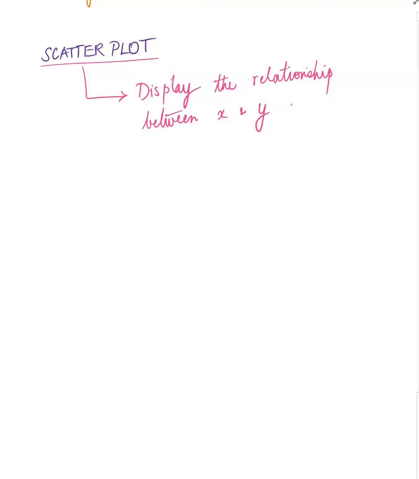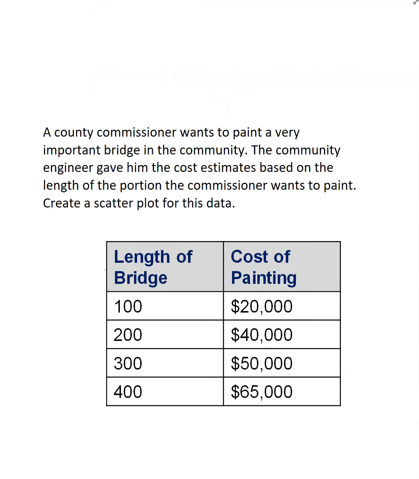Okay, so let's take a look at a data set. A county commissioner wants to paint a very important bridge in the community. The community engineer gave him cost estimates based on the length of the portion the commissioner wants to paint. Create a scatter plot for this data. So we have two columns, the length of the bridge and the cost of painting. The length of the bridge is given as 100, 200, 300, 400, and the corresponding cost of painting is given as that.